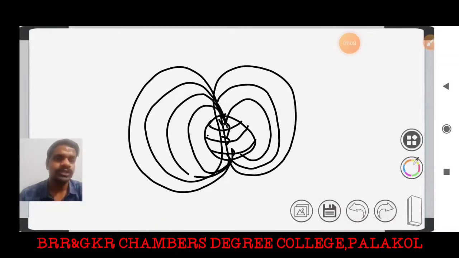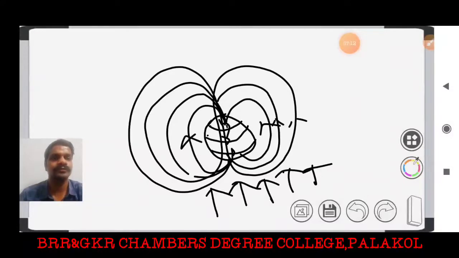Now this nucleus is placed in an external magnetic field. So this is the direction of the secondary magnetic field. So what is meant by shielding?